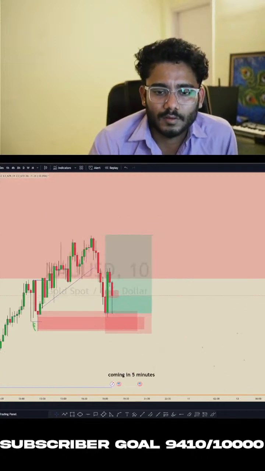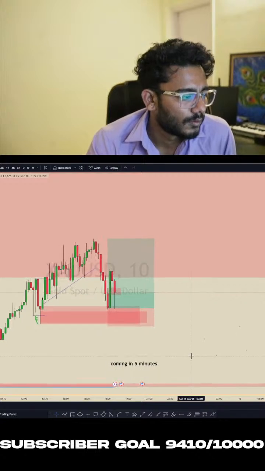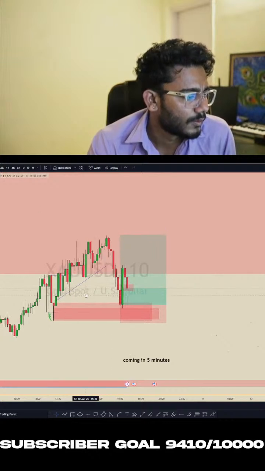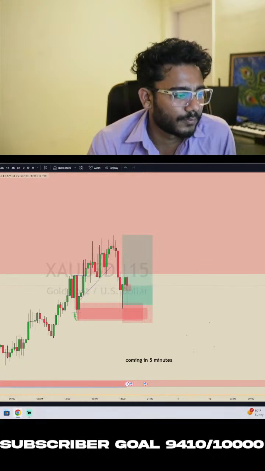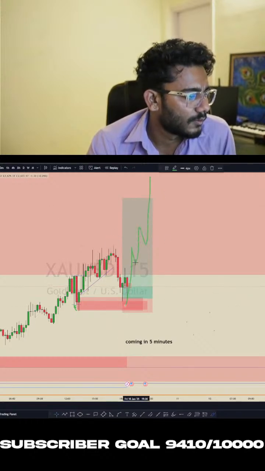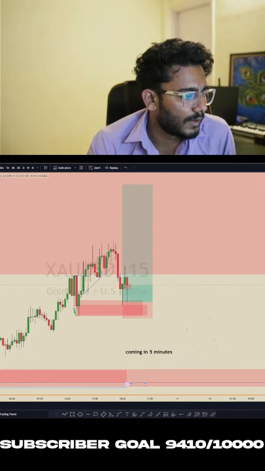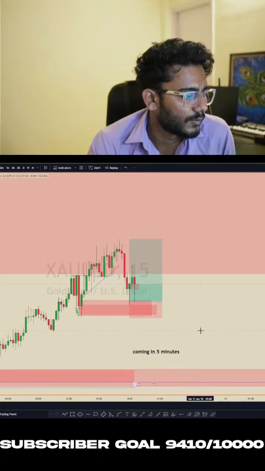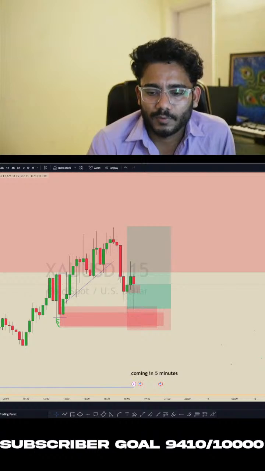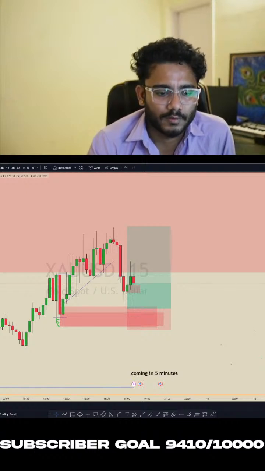So I'm ending this live here. If you are in the trade, book your profits here and close 20-30% of position. And if price continues to the upside, then trail your stop loss to the upside. Okay. But for now, this is our TP.